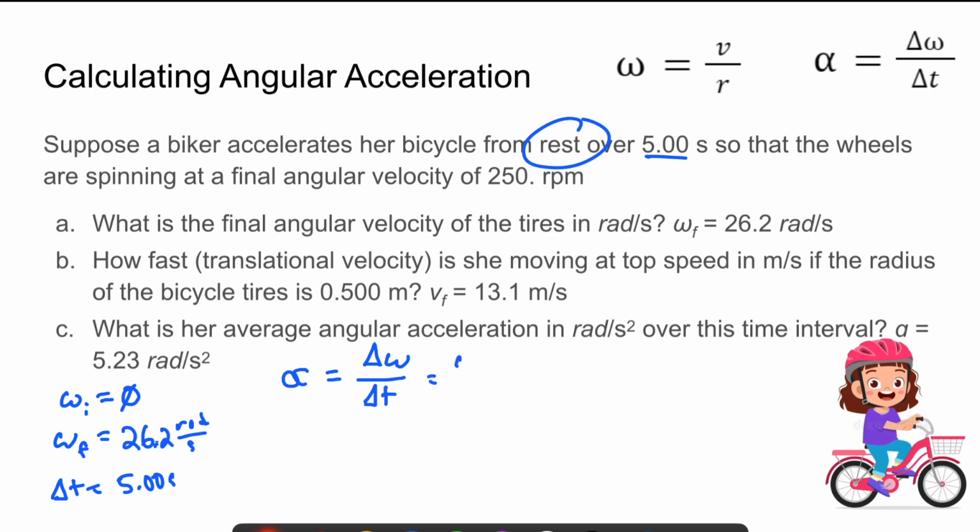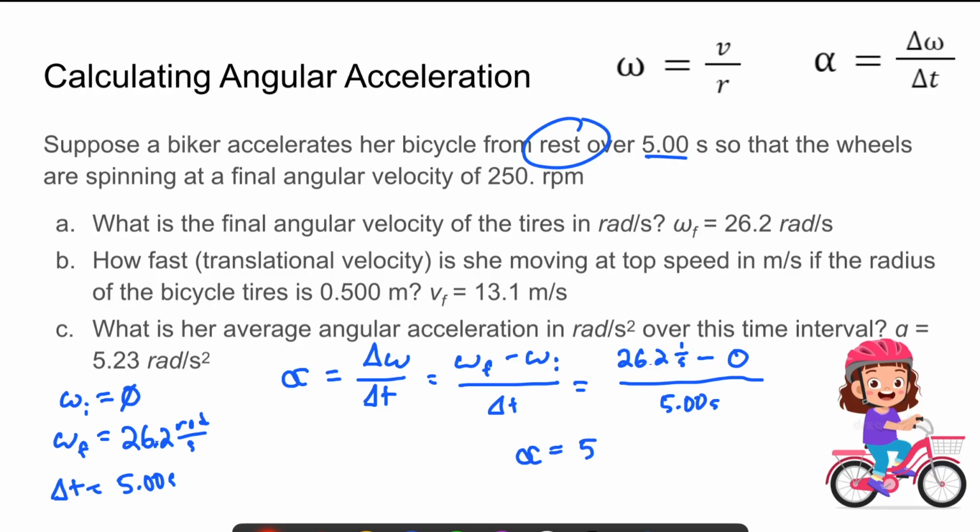Right? So if we take our final angular velocity minus our initial angular velocity, divide by our change in time, that is 26.2 radians per second minus 0 radians per second divided by 5.00 seconds. And ultimately, if we plug that into the calculator, we'll end up with an angular acceleration of 5.23 radians per second squared, or just inverse second squared.